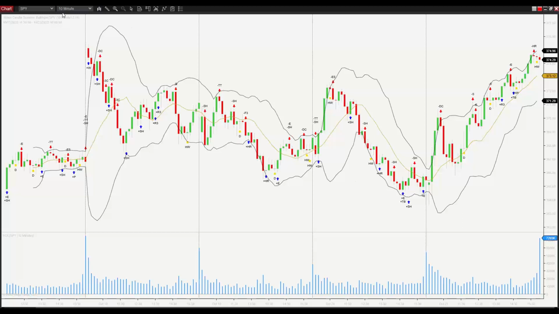This is a 10-minute chart. Remember, candles will work on any time frame. Candle scanner will work on all time frames in all markets. And again, we have students in 85 countries using this. So I always get the question, does it work in India? Yes, it does. You just need to have an Indian data feed for your markets flowing into NinjaTrader.